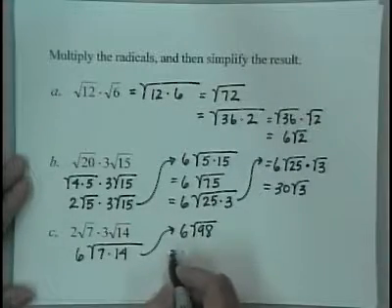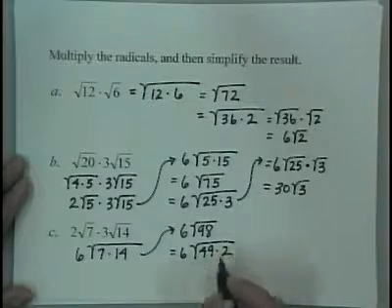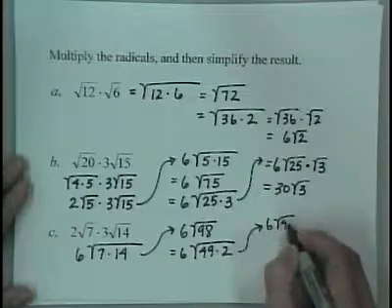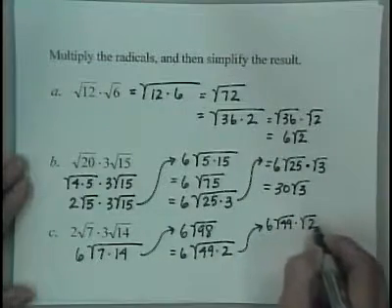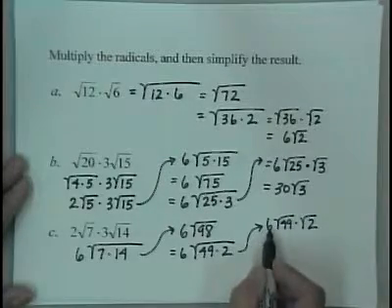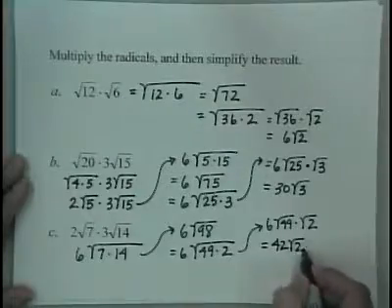98 factors into 49 times 2, and so I can consider my problem to be 6 square roots of 49 times the square root of 2. The square root of 49 is 7. That 7 times the 6 gives me 42 square roots of 2.